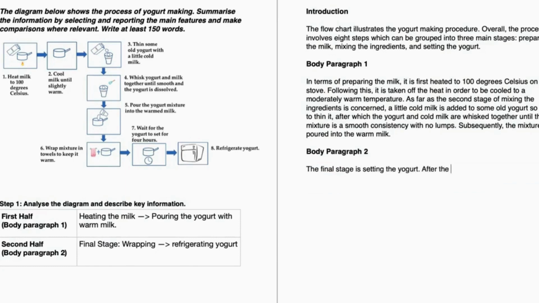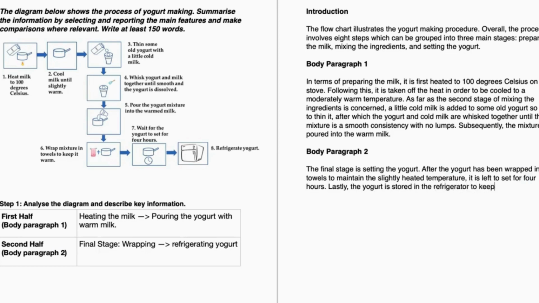Now, after the yogurt has been wrapped in towels to maintain the slightly heated temperature, it is left to set for 4 hours. Lastly, the yogurt is stored in the refrigerator to keep it cool. And there you have it. So let's look at this body paragraph 2. The final stage, like we said, is setting the yogurt.